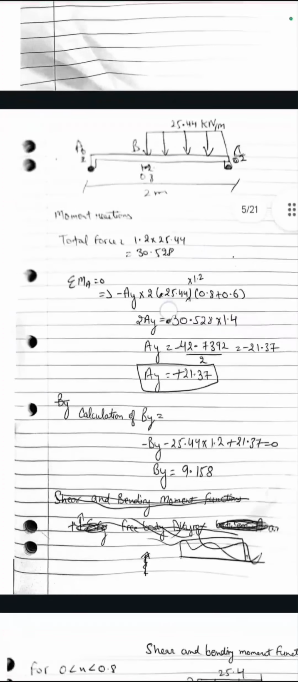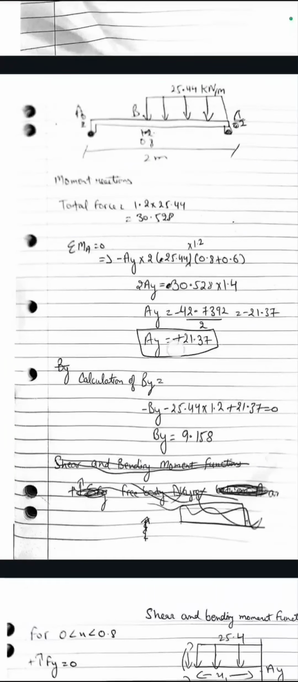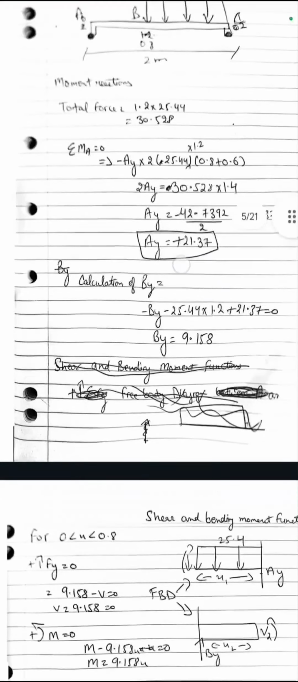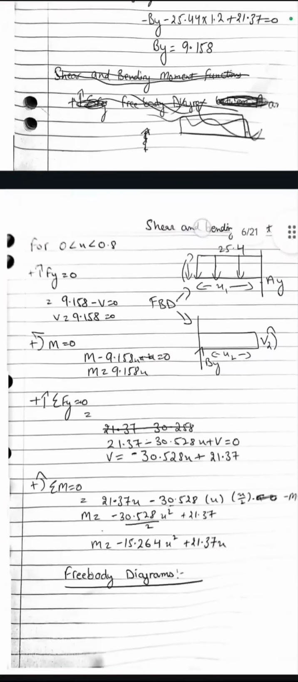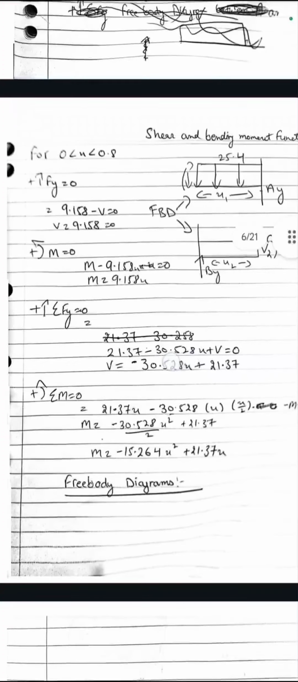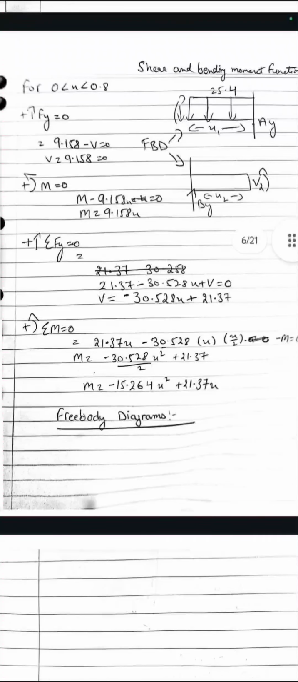And over here on page 5 we start calculating our moment reactions with the help of SkySafe platforms. We found the MA equations, and on this page we find our shear and bending moment functions, and therefore we create our shear force and bending moment diagrams with the help of free body diagrams as well.